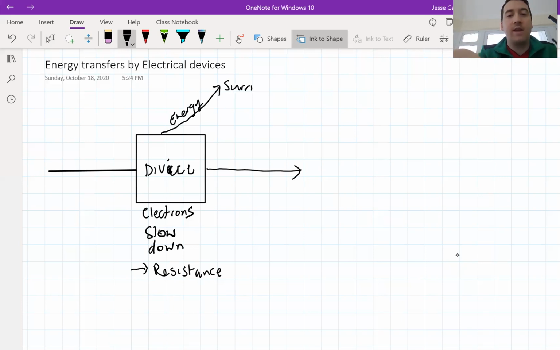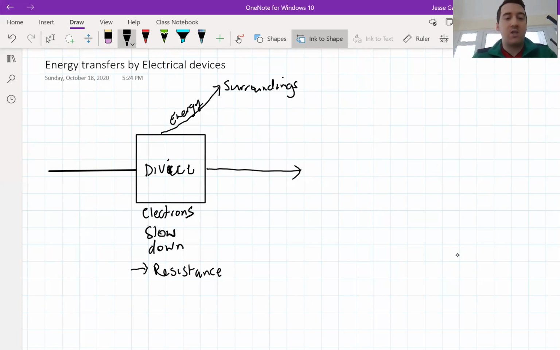So what happens is energy gets transferred out into the surroundings. Now, what are the surroundings? Well, the surroundings is everything that's not the circuit. So everything outside the circuit. That might be the room. It might be water if you're talking about a water heater. It might be whatever the surroundings of the actual electric circuit are.